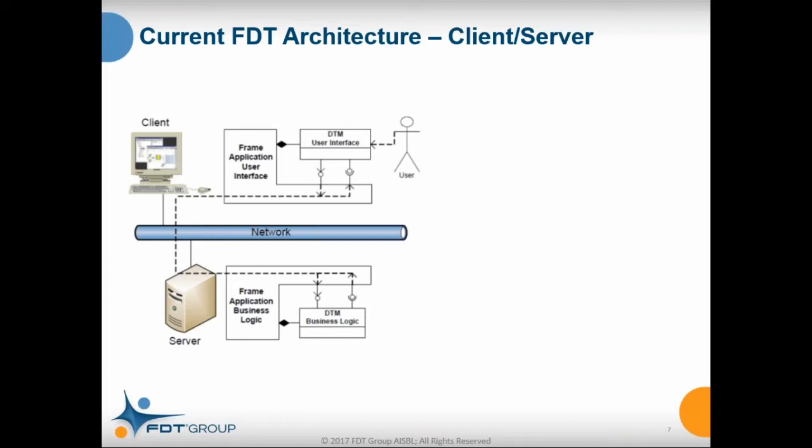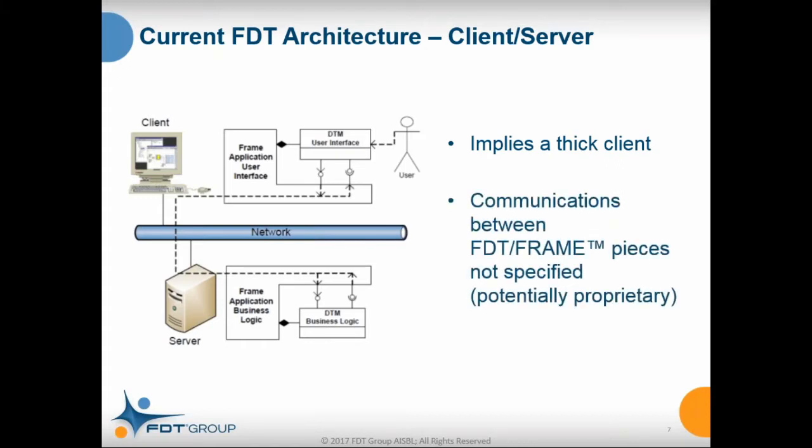In FDT2, we didn't specify the network communications, how those two pieces would communicate to one another. We didn't have to go that far in the specification. So what this does, though, is it basically implies a thick client, because this architecture, while client-server, is still really a Microsoft-centric architecture, because all of the code that was written for the UI for that DTM is really Microsoft-based, Windows Presentation Foundation-based. As I mentioned, the communications between the two parts of the frame and the network are really up to the vendor to decide how they do it.